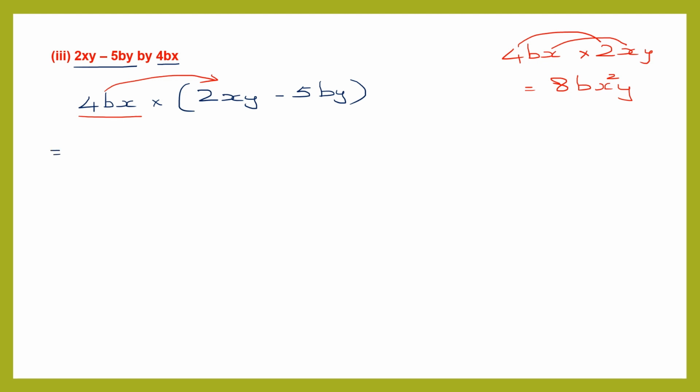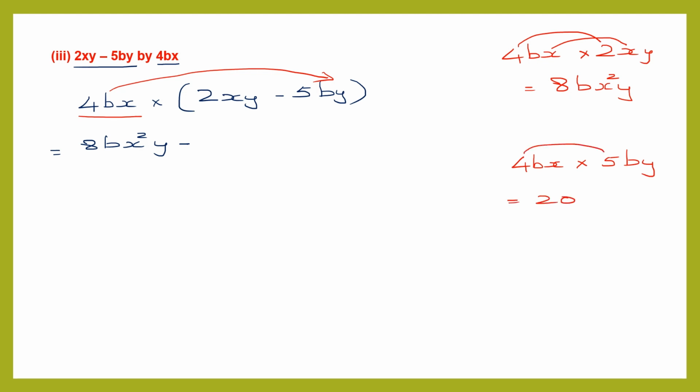So what do we have here? We have 8b x square y. And then the operation is minus. Now we multiply 4bx into 5by. Multiply these two. So 4bx into 5by. Multiply the numbers. 4 5s are 20. There is one b here and one more b there. So that is b square. There's only one x and only one y. So that will be 20 b square x y. So we have our answer here, 8b x square y minus 20 b square x y.